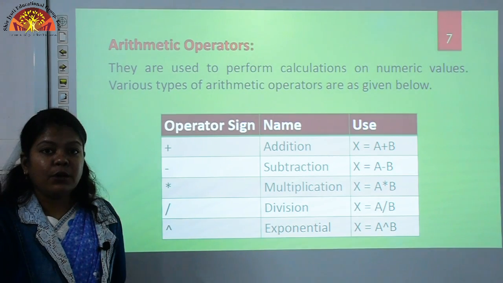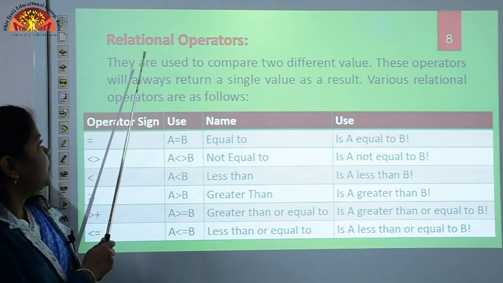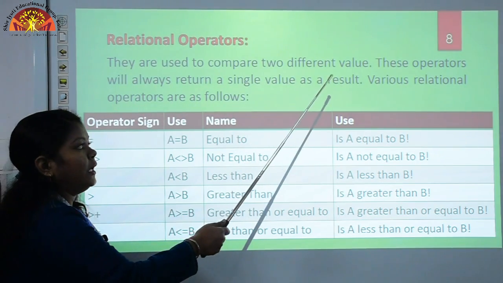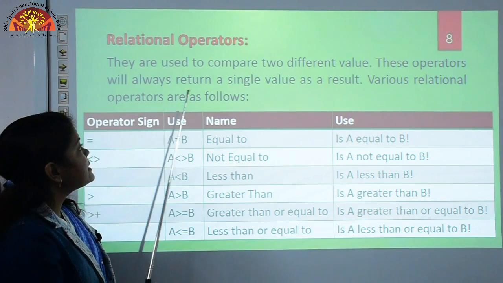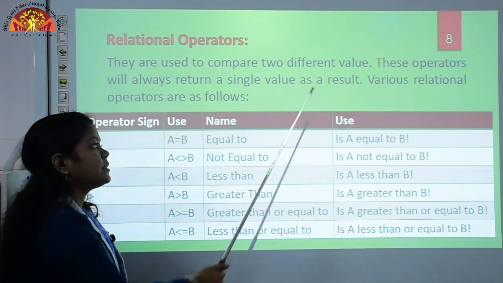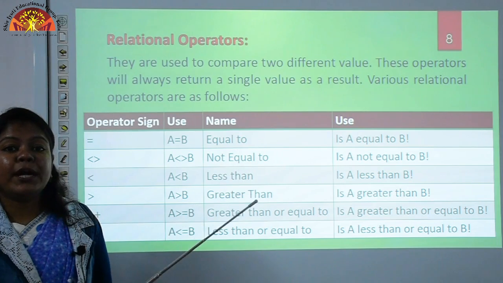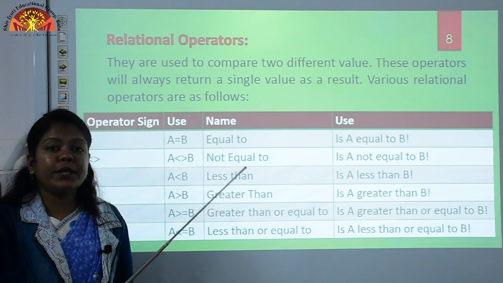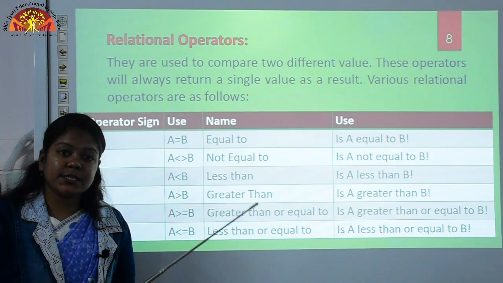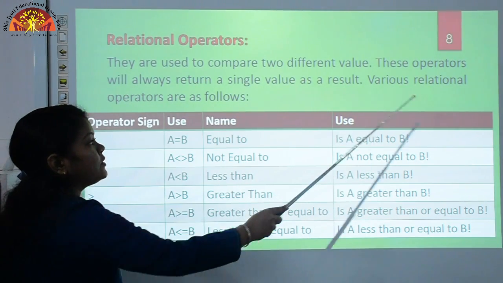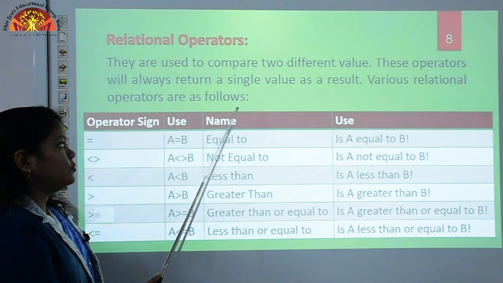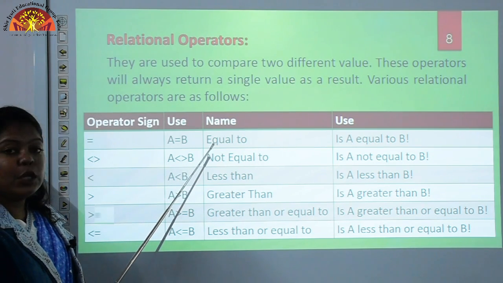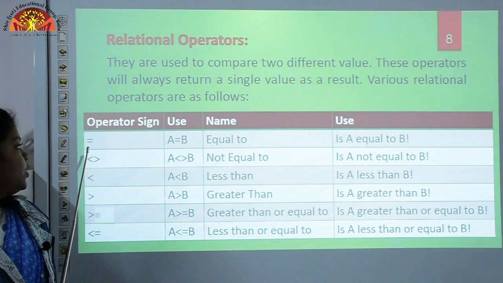Okay students, now the next operators are relational operators. They are used to compare two different values. These operators will always return a single value as a result. So when we want to compare two different values, then we have to use the relational operator. Various relational operators are as follows. This is a table of relational operators. First we have the equal to operator, and this is the symbol of the equal to operator.